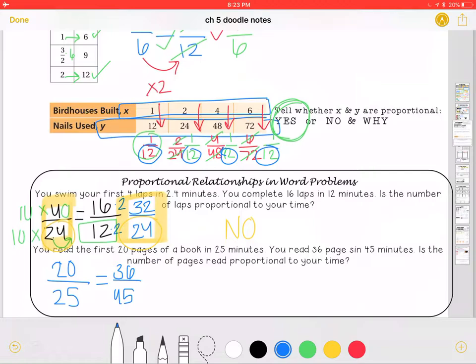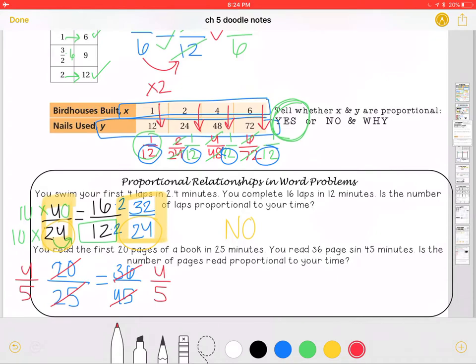You could find the unit rate. You could try to get them to the same denominator. There's a lot of options here of what to do. You could simplify them both. So maybe any of those are a good way to start. So maybe we want to try to simplify them. I can divide 20 and 25 by 5. That would give me 4 over 5. 36 and 45, I can divide both of those by 9. And that would give me 4 over 5.